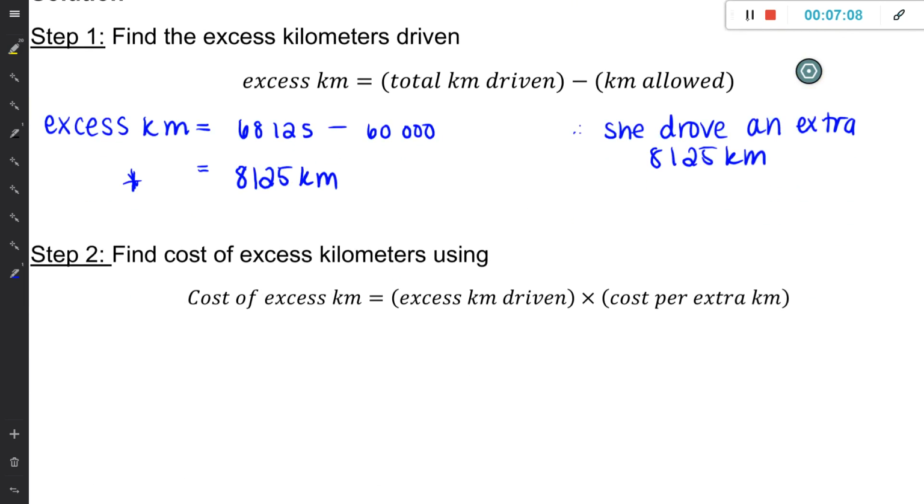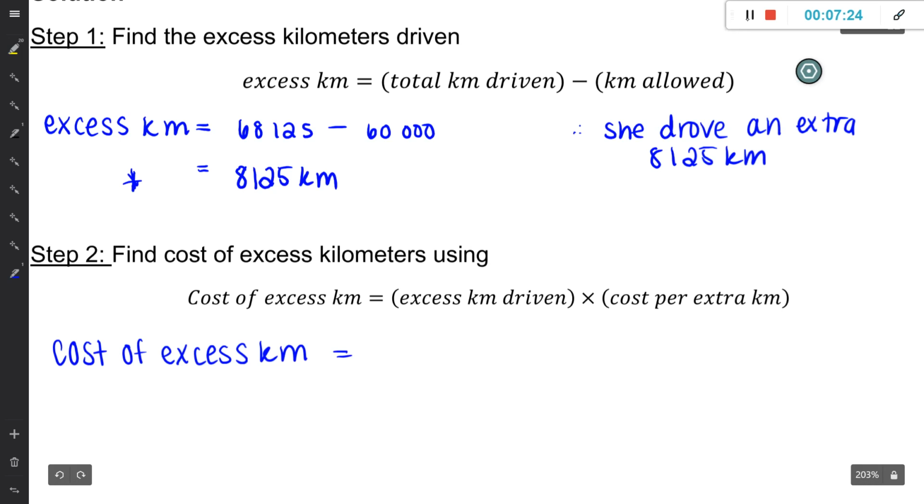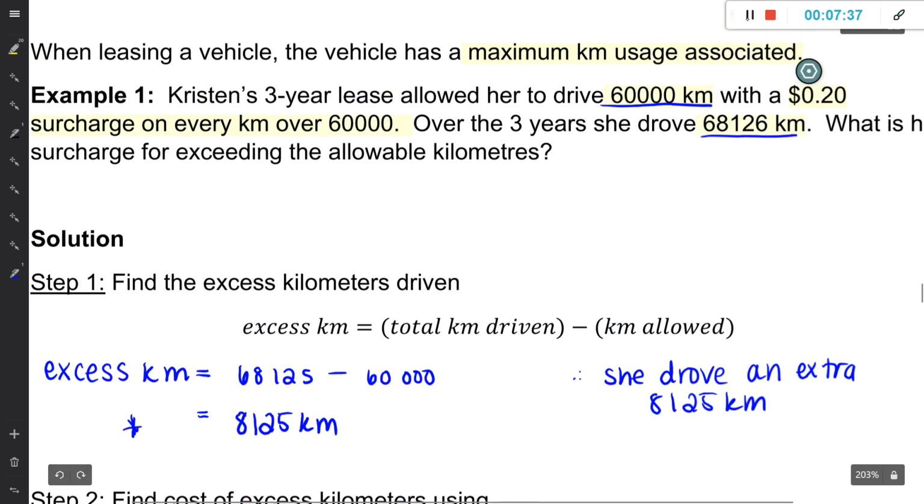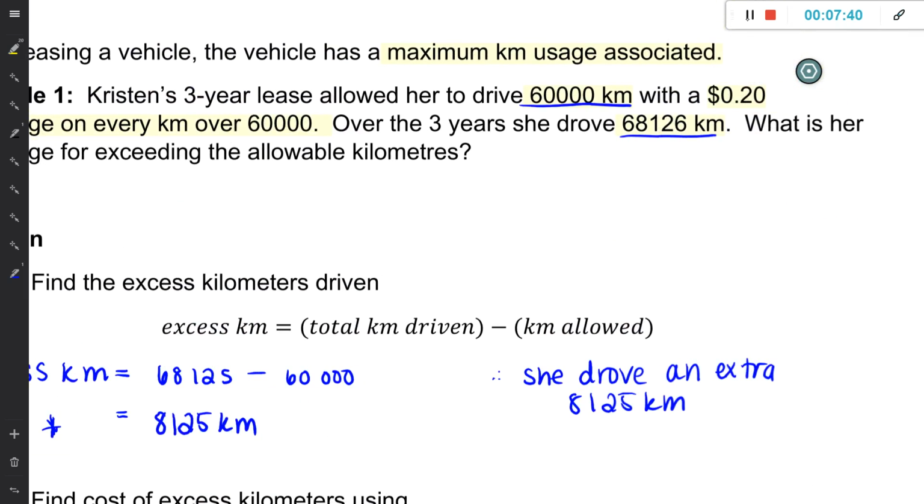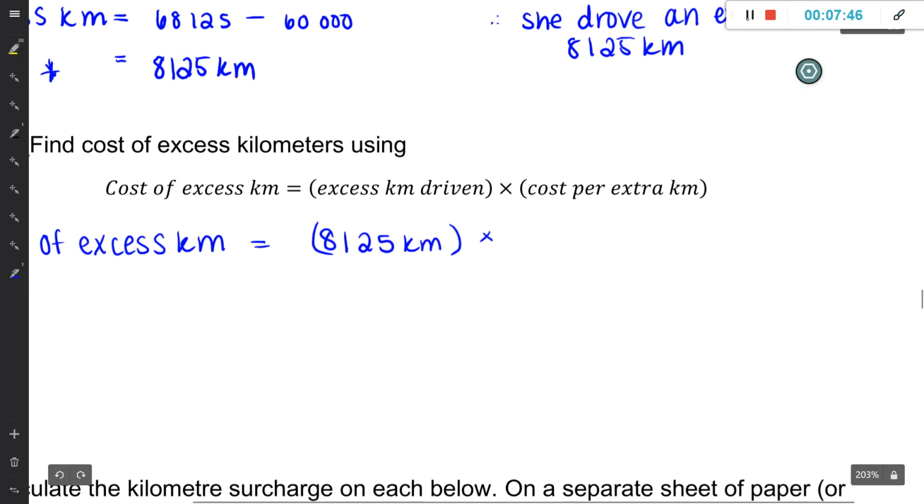Okay, so then I'm going to use this 8,125 kilometers in step 2. So we're going to find out the cost. How much did it cost her to drive those extra 8,000 something kilometers? So cost of excess kilometers is equal to excess kilometers driven, which we found in the first step, multiplied by cost per extra kilometer. So we're just going to go back to the question. How much did it cost her to drive each extra kilometer? 20 cents extra. So I'm going to put that in here.